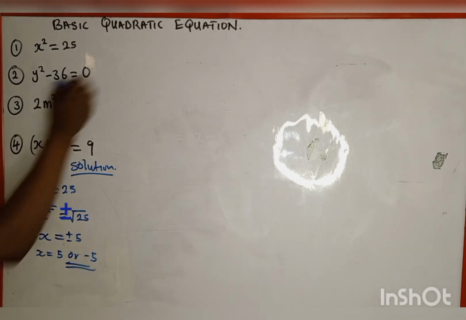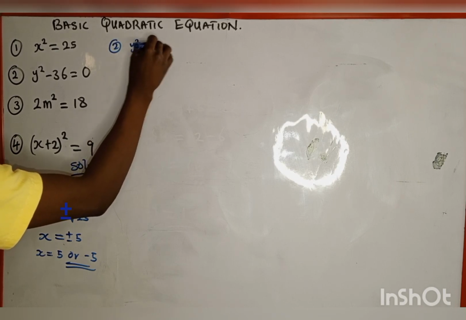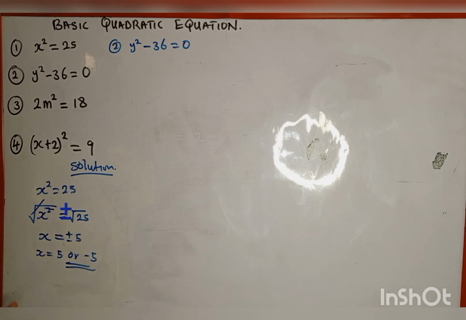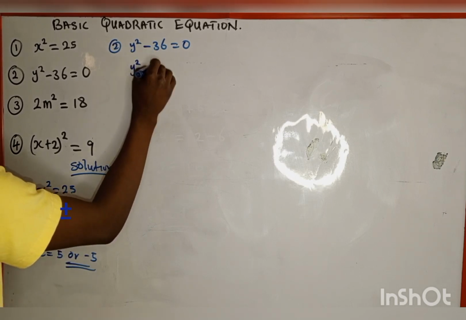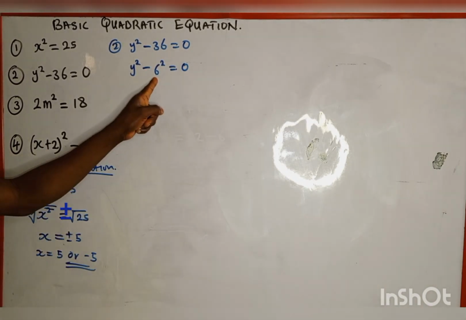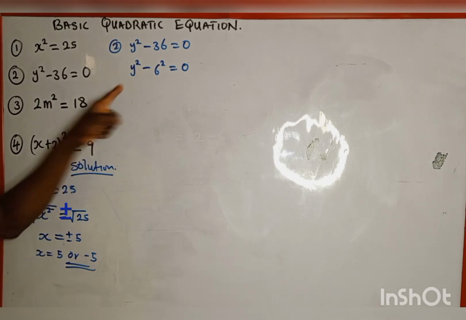The next one is number 2, which is y to the power of 2 minus 36 is equal to 0. Now we're going to use another method, without taking the square root of both sides. The method is the difference of two squares. This 36 is a perfect square. It can also be written as y to the power of 2 minus 6 to the power of 2 is equal to 0, because if you multiply 6 by 6, it gives us 36. And we notice that this is a difference of two squares.